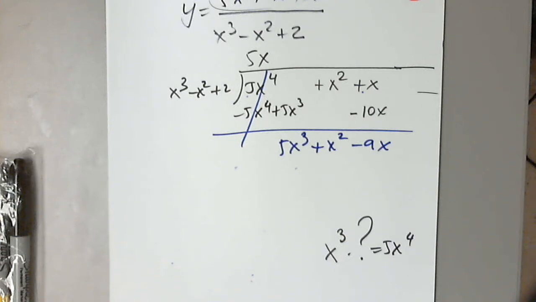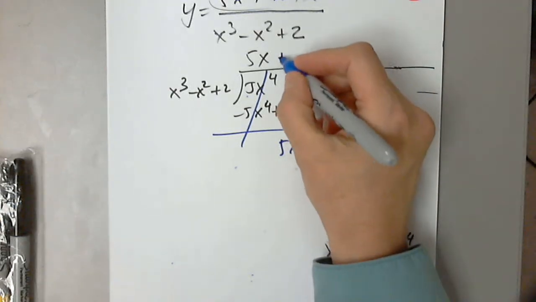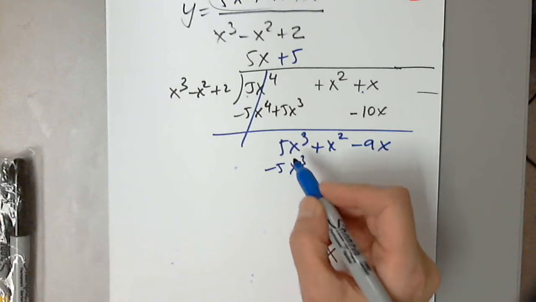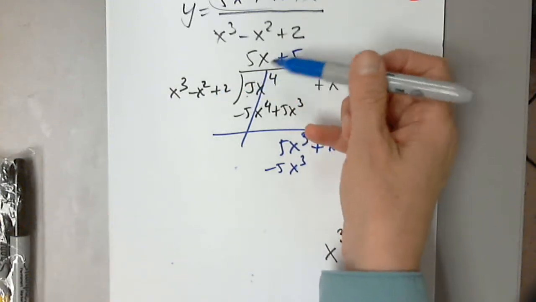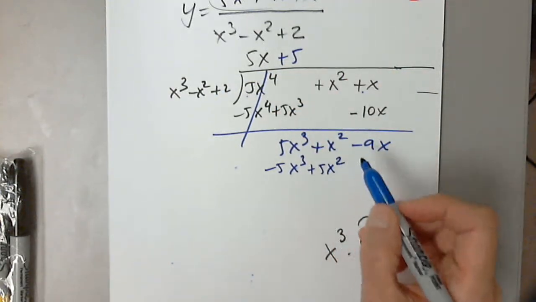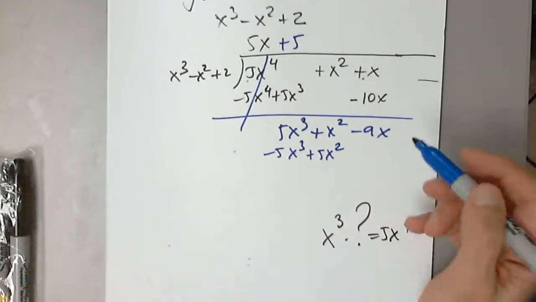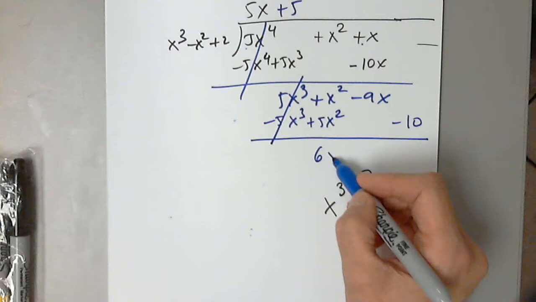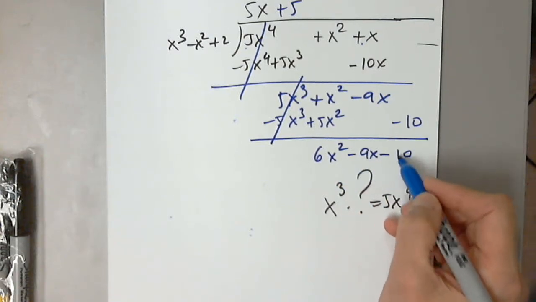Final question, and it has to be final, because I'm expecting the line. X cubed times what is 5x cubed? Yes, and I need the sign. Plus 5. So positive 5x cubed, negative 5x cubed, negative 5x squared, positive 5x squared, and positive 10, negative 10. Completely outside, gone, 6x squared minus 9x minus 10.